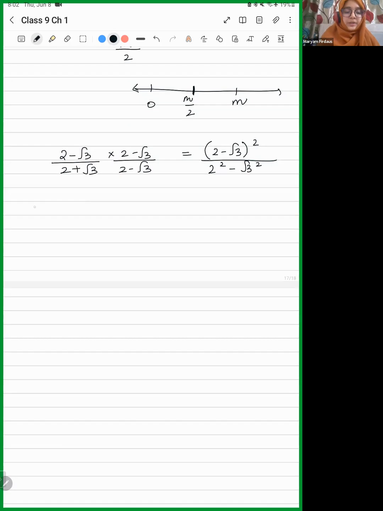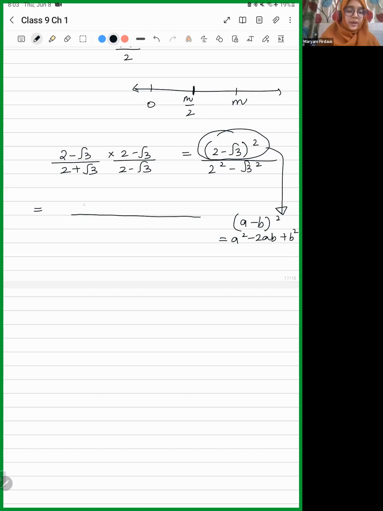Now let's come to the numerator. Let's solve the numerator. The denominator becomes 4 minus 3. Can you tell me what identity we can use over here? A square minus 2ab plus b square, which is a minus b whole square. And this is a square minus b square.